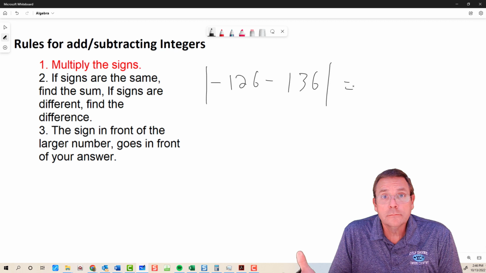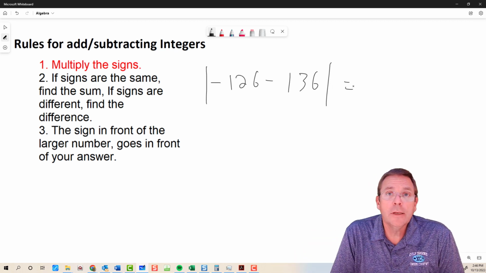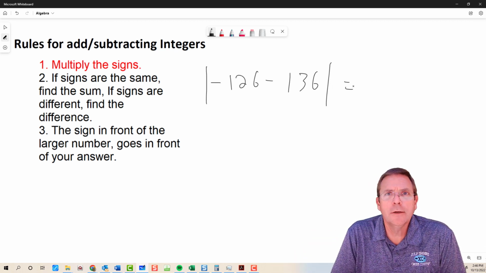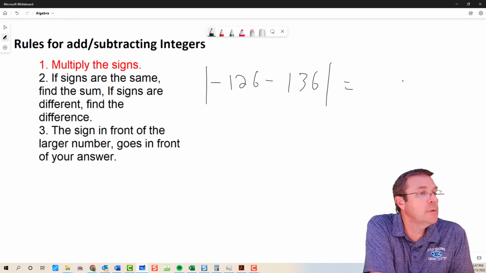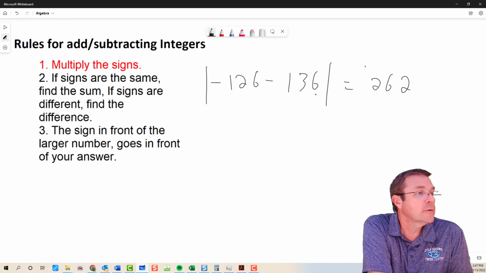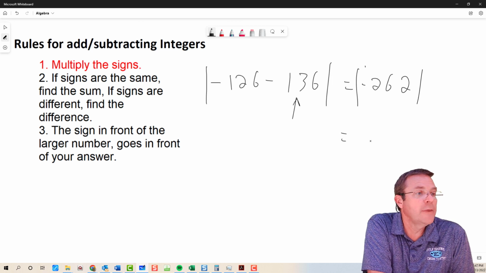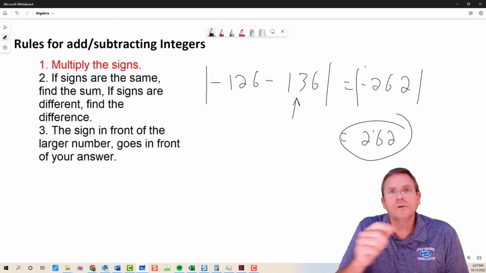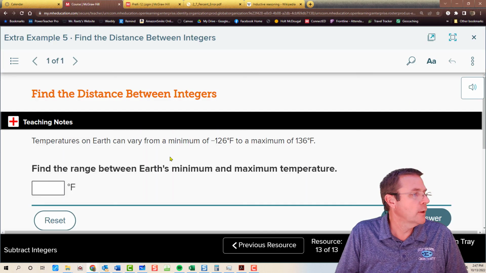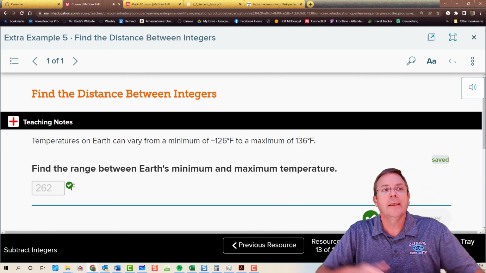No ugly problem. Don't have to multiply the signs. We're going to completely skip over step 1 and dive straight into step 2, which is signs are the same, find the sum. So we're going to add those up. That's going to end up giving me a 12, a 6, and a 2, 262. Sign of the larger number. That's going to be negative 262, but the absolute value of that number is going to be a positive 262, which is what we should be able to get a happy sound with. Let's type it in here, positive 262, check the answer, and that's it.